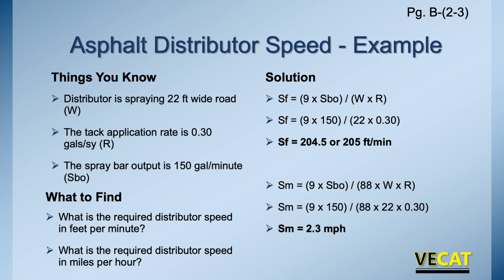88 is our conversion to get us over from feet to miles and minutes to hours. Width, 22, rate, 0.3. So let's plug everything in, and you should come up with 2.3 miles per hour. That's what that truck, that distributor, needs to be traveling at to hit 0.3 gallons per square yard.